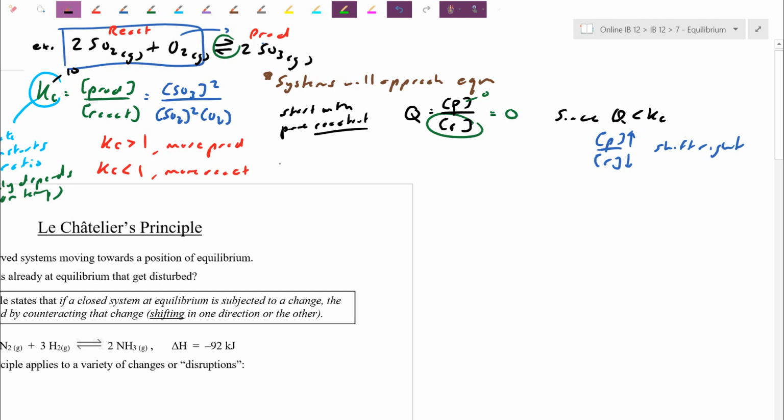What if we had the opposite? What if we started with just pure products? Products only, right? Let's assume we're at the same temperature, so the K is supposed to be 10 at this temperature.